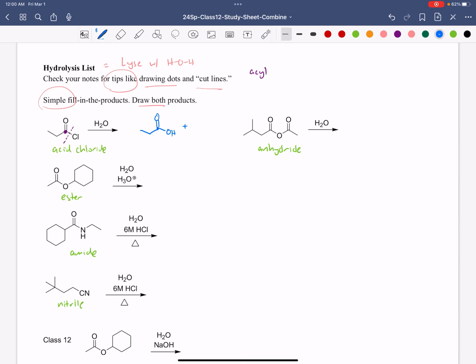Again, we're not drawing the mechanism in this video, but I wanted to show you that, remember how I said we have lysed with water? Well, we shoved in water here, OH, H. And technically, this dot was attacked with water first, literally. What color should I use? Orange. So literally, this is the first step of the mechanism.